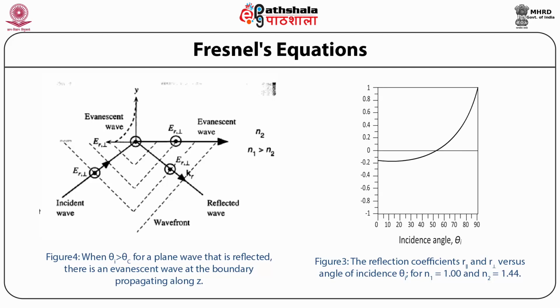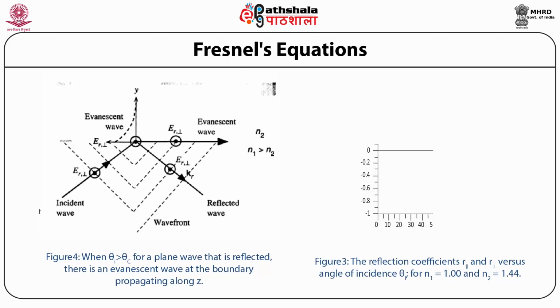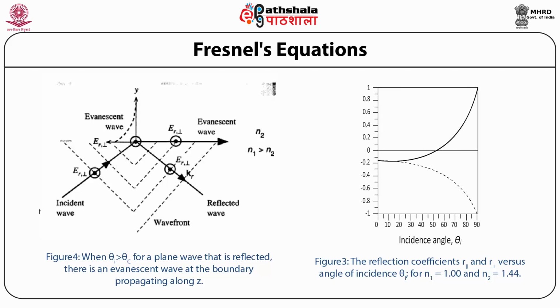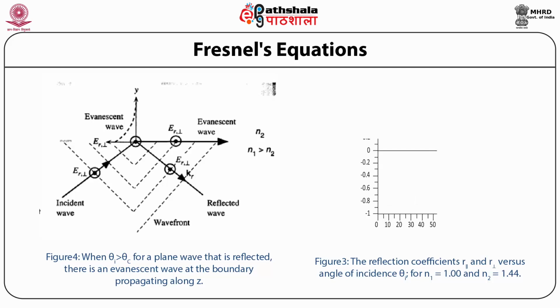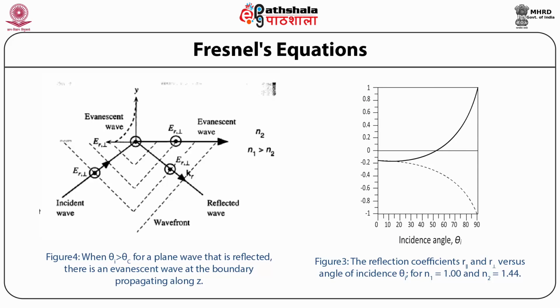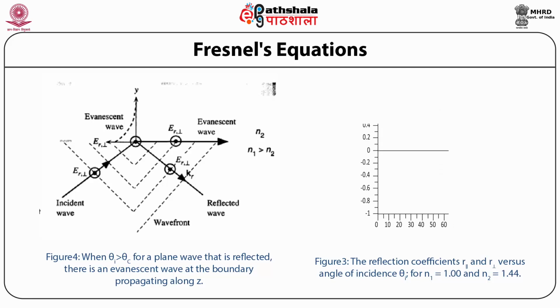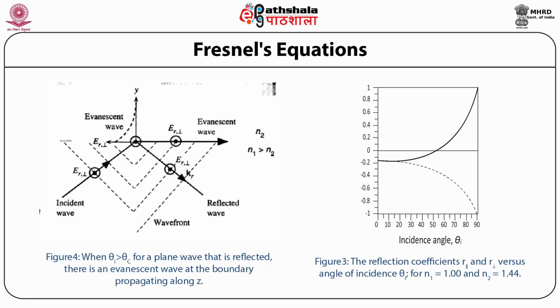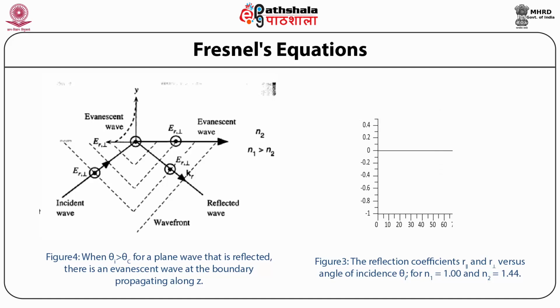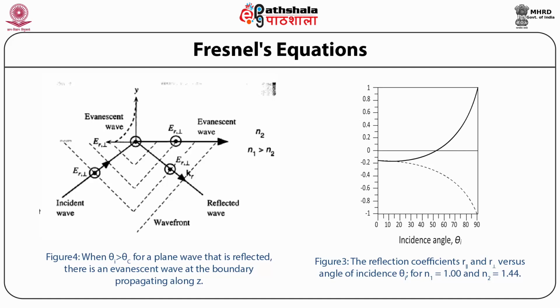At this angle of incidence, the reflected wave is polarized in the E perpendicular component only. Transmitted light, in both internal reflection, that is when theta i is less than theta c, and external reflection, does not experience a phase shift. Figure 3 shows the reflection coefficients r parallel and r perpendicular versus angle of incidence theta i for n1 equal to 1 and n2 equal to 1.44.